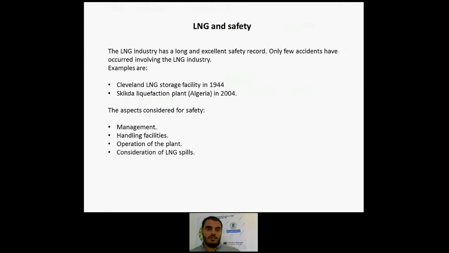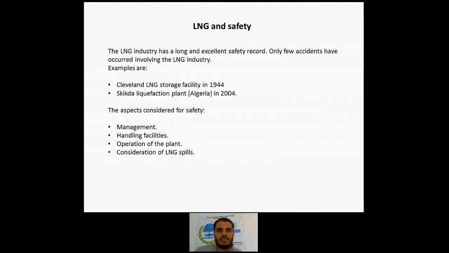Now, LNG safety. Well, the LNG safety record. The LNG industry has long had an excellent safety record due to strict industrial safety standards applied worldwide. Up to 2012, there were some 50,000 LNG carrier voyages without a significant accident or safety problem, even on the high seas. Well, we have to mention two major accidents that impacted the LNG industry. The first was the Cleveland LNG storage facility, located in the United States, in 1944, so it's a long time ago. And the Skikda liquefaction plant located in Algeria in 2004. We will have a description of those incidents soon afterwards.